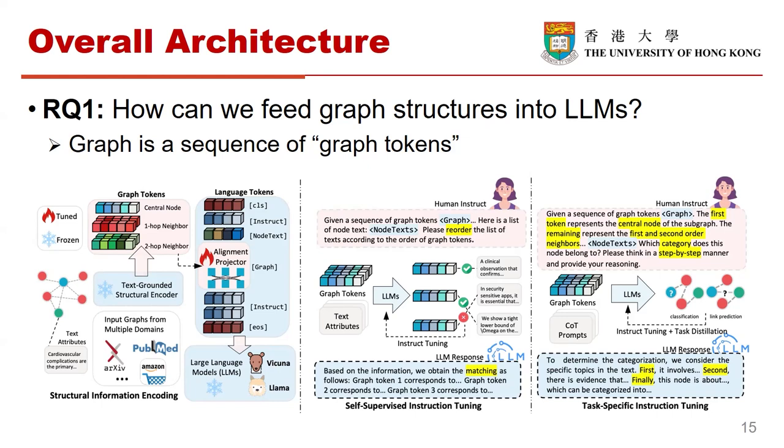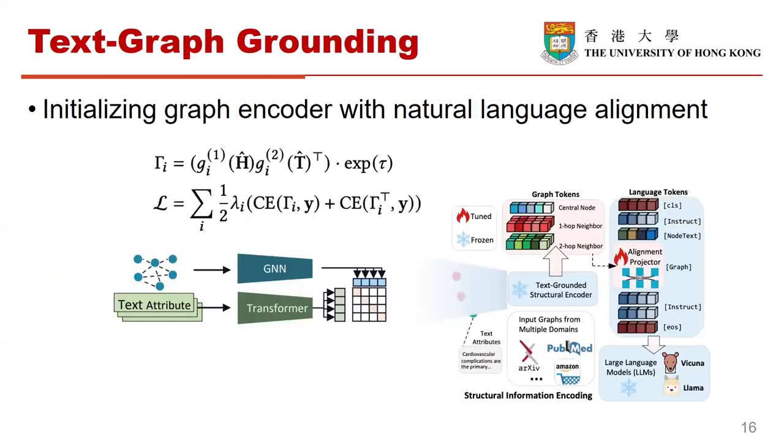And as the figure shows, the graph instruction tuning has two stages. So in particular, the first part of our GraphGPT is text-graph grounding. We utilize a graph encoder with natural language alignment, and specifically we use graph-text pairs, input into the GNN encoder and the text transformer, and conduct contrastive learning between the graph modality and the text modality to obtain a grounded graph encoder.